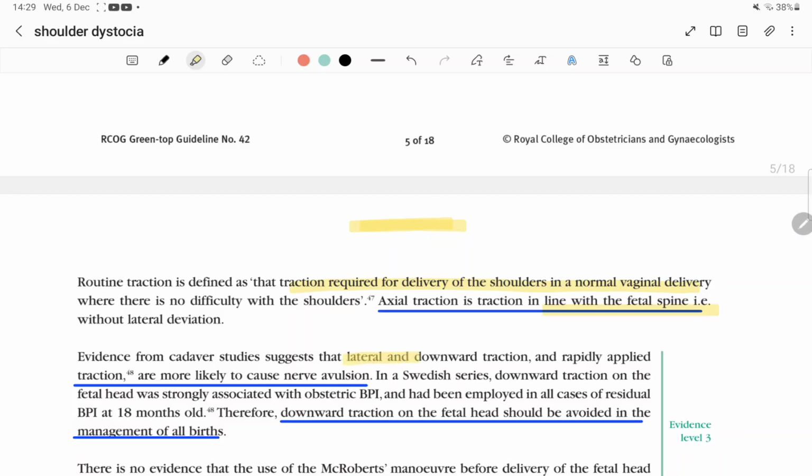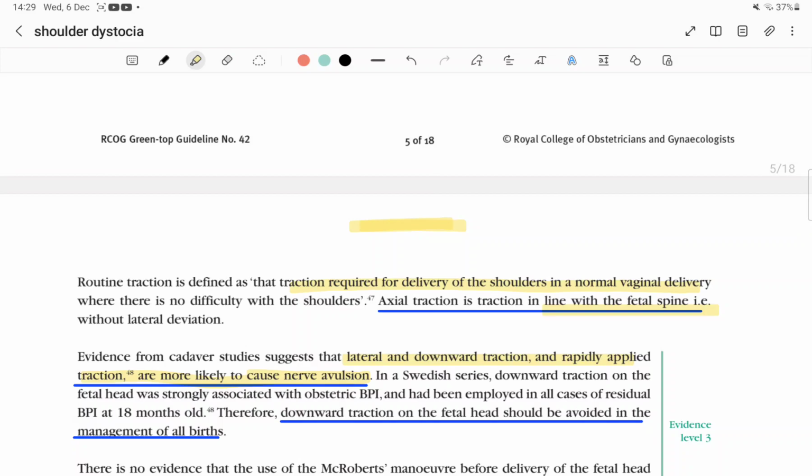But when you do downward or lateral traction or rapidly applied traction, it causes nerve avulsion. We have seen in our daily practice that the majority of shoulder dystocia babies are delivered by downward traction or lateral traction. This is a very wrong approach.